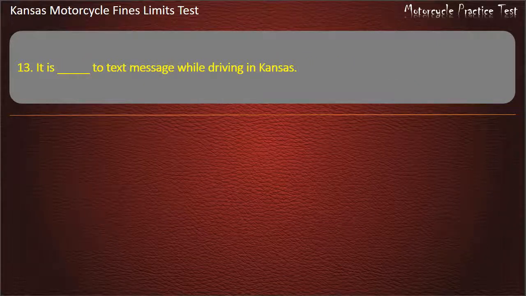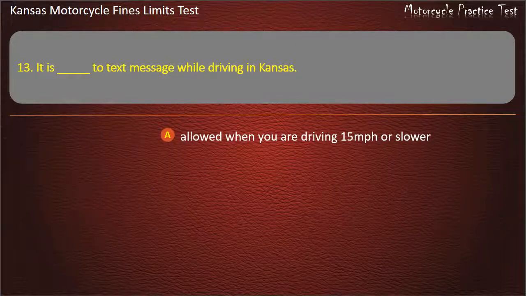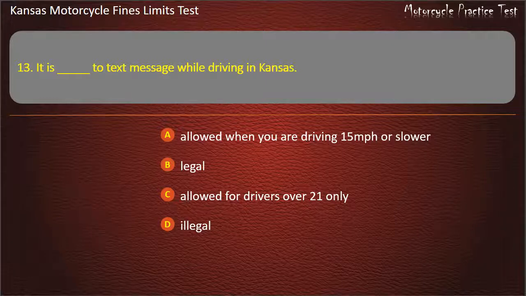Question 13. It is to text message while driving in Kansas. Allowed when you are driving 15 miles per hour or slower. Legal. Allowed for drivers over 21 only. Illegal. Answer: Illegal.